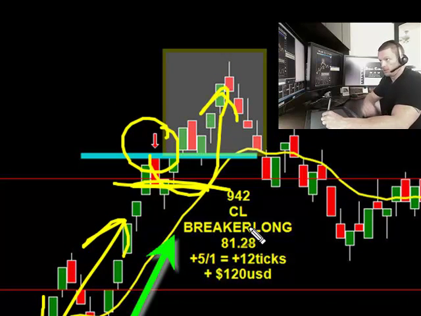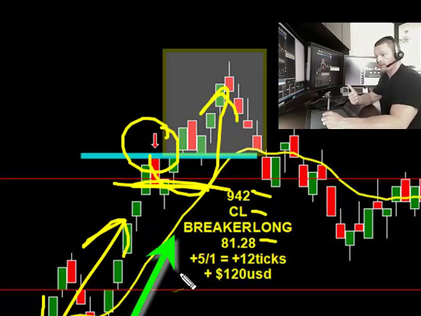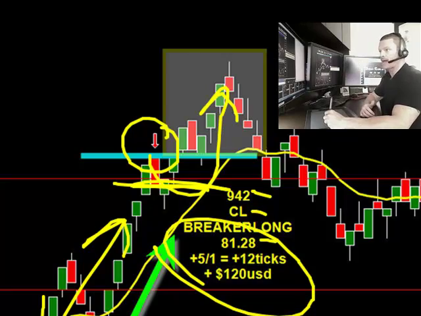Now, in this case, a little bit better of a bounce this time. 942 on crude, breaker pattern long. 28 was the fill. We got our +4 target. Lucky bounce, got +5. Move our stop up to entry +1. Before the price came tumbling back down, we locked up 12 ticks or 120 USD.